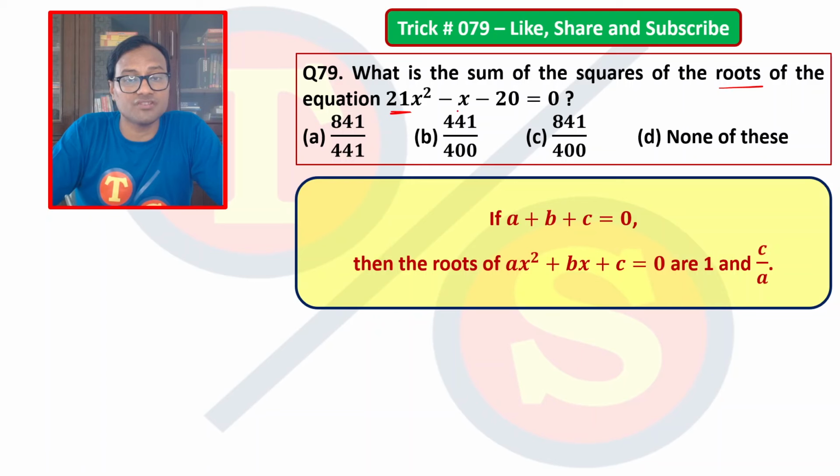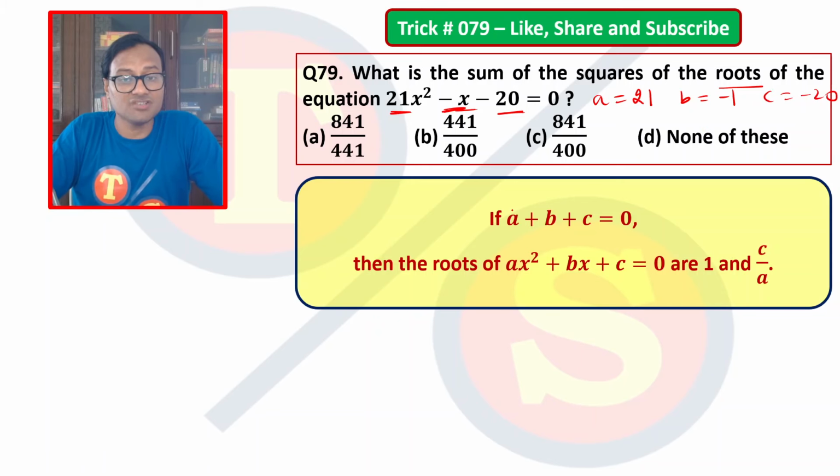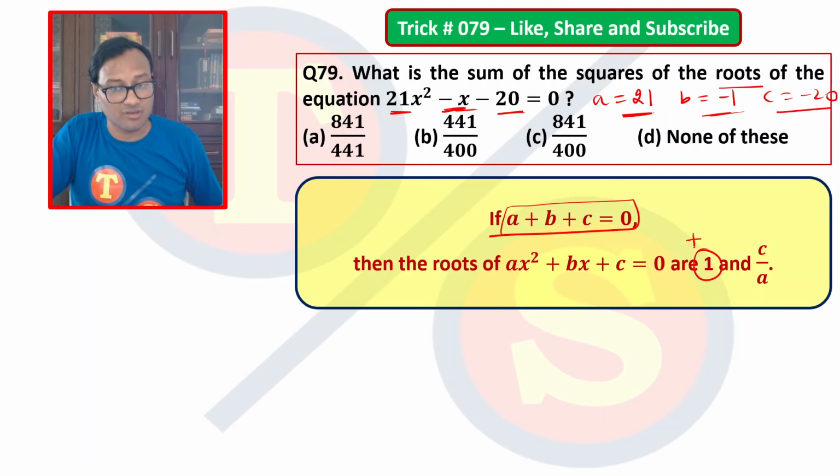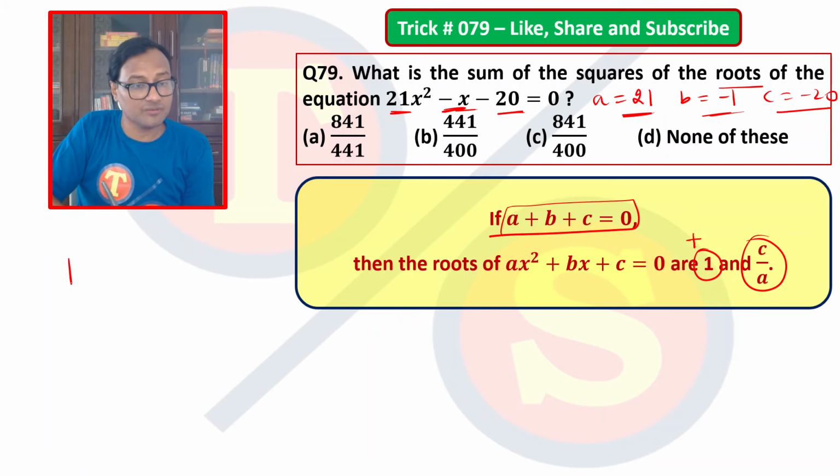How I can make it easier for you? Observe the coefficients very carefully. Here the first term has a coefficient of 21, second term has a coefficient of -1 and the third term has a coefficient of -20. If the sum of these 3 coefficients is 0 in any equation, then immediately understand one thing, that one root will be 1, 100% always. One root will always be +1 and the other root will be c by a. So here one root is 1 and the other root will be c by a.